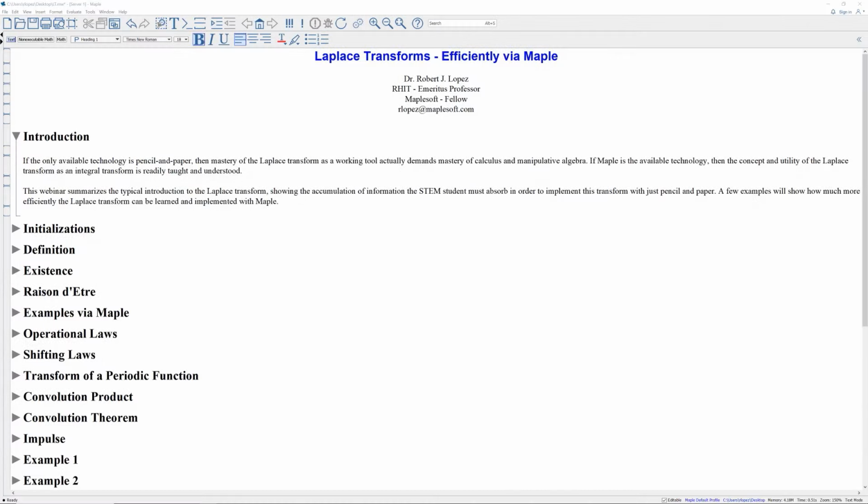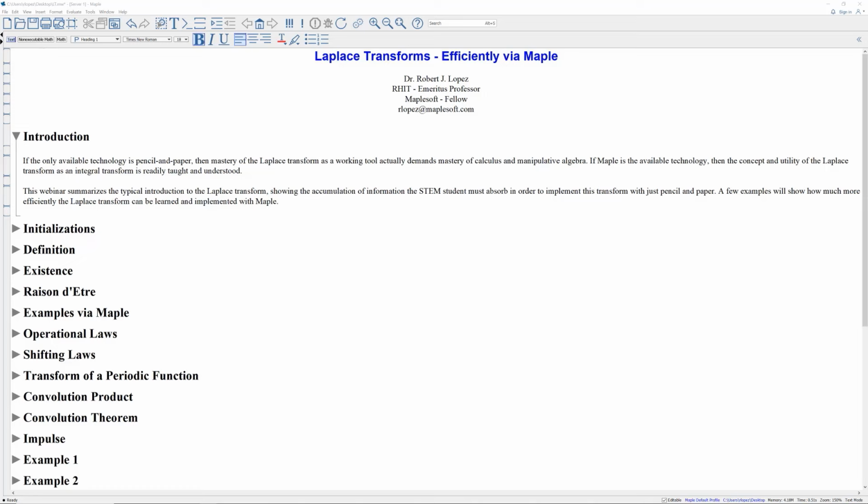Laplace transforms efficiently via Maple. My library contains at least 16 ODE texts suitable for a first course in the subject. All have units on the Laplace transform. Some with the material at the beginning, so it can be used as a tool in the course, and some near the end as an afterthought.